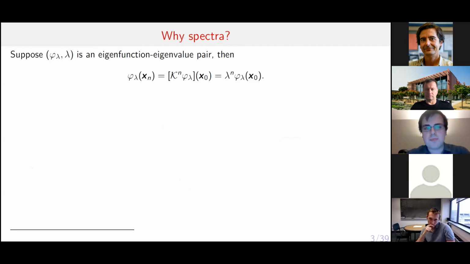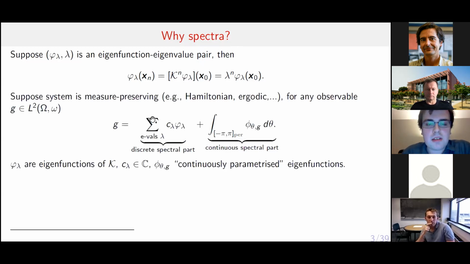So why spectra? Suppose that (phi, lambda) is an eigenfunction-eigenvalue pair. Then phi evaluated at time n is just given by this n-fold composition with K, and you pull out the eigenvalue and see that you've got a nice linear response. It behaves exactly as you'd expect. Now, because we're in infinite dimensions, not all of the spectrum of K consists of eigenvalues. So in general, we have to consider an expansion in terms of a sum of eigenfunctions and also a continuous component.